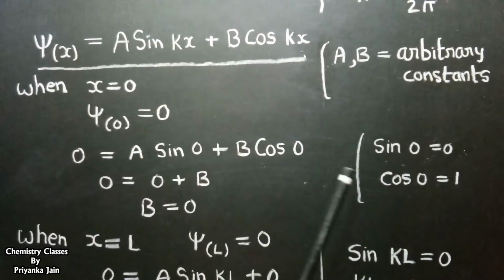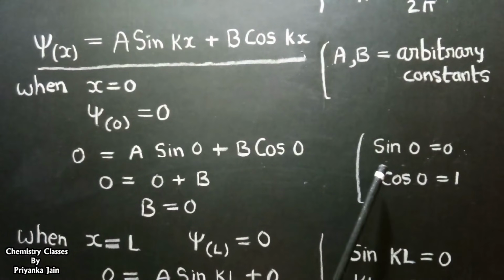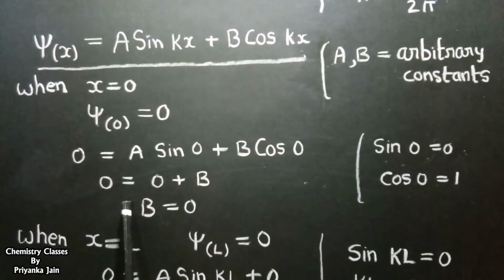Now we know that the value of sin 0 is equal to 0 and the value of cos 0 is equal to 1. And when we put these values in this equation, we get the result that B is equal to 0.